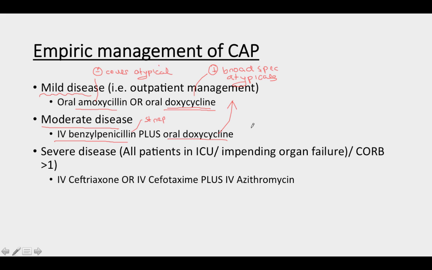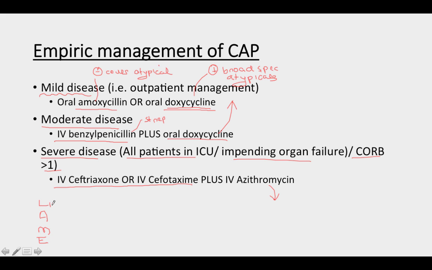Make sense? In severe disease, and these patients, like I said, they probably have to go to ICU, they probably have impending organ failure, and their CORB has to be 2 or more. What you give is a broad spectrum third generation cephalosporin, ceftriaxone. Remember, they cover almost everything except the LAME organisms. That was the mnemonic I introduced in the last one. And you give them azithromycin.